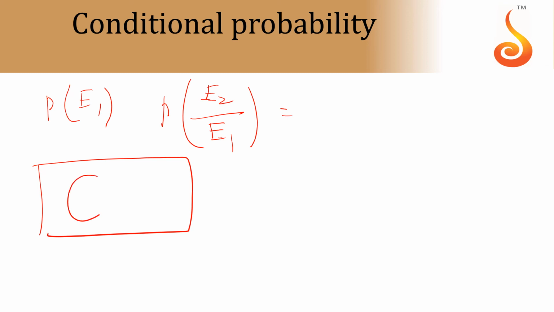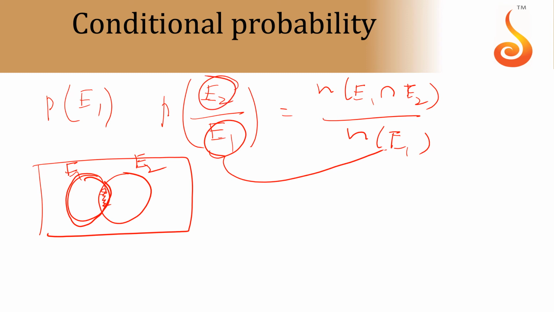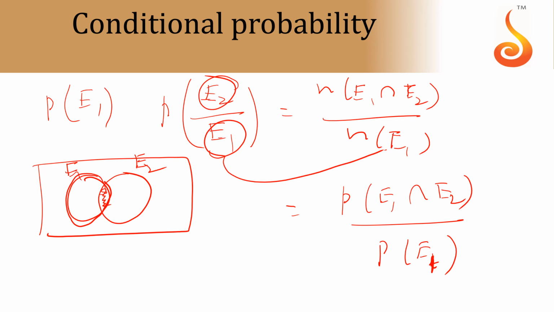Suppose I put a diagram of E1 and E2. In E1, what is the probability of E2 happening? This portion is favorable. So I can say n of E1 intersection E2 out of n of E1, meaning this condition becomes the sample space. Now in this new sample space you see the favorable cases of E2. If you divide by n of S, then n of E1 intersection E2 becomes P of E1 intersection E2. So these are the formulas for conditional probability.